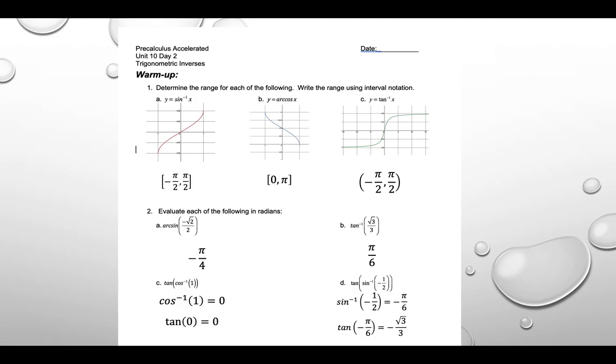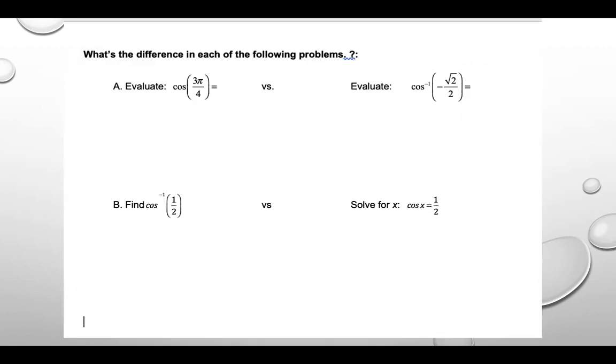Okay, so now getting into today, we're just going to build off of what we did yesterday. So a couple of things I want to make sure you're clear about: the difference between these questions. So first of all, if I said I want you to evaluate cosine of 3 pi over 4 compared to evaluating inverse cosine of negative root 2 over 2, these look really, really similar.